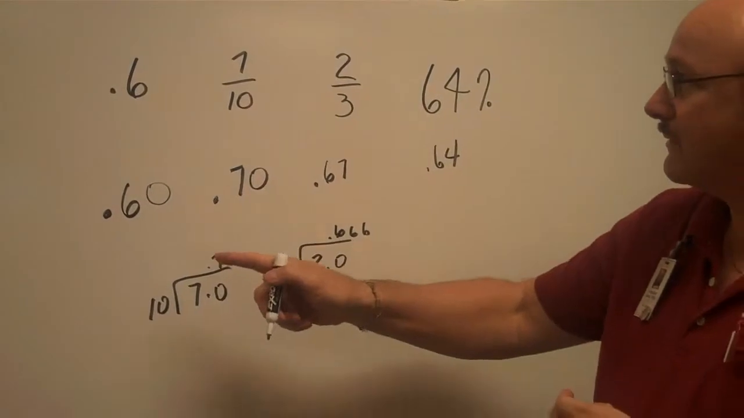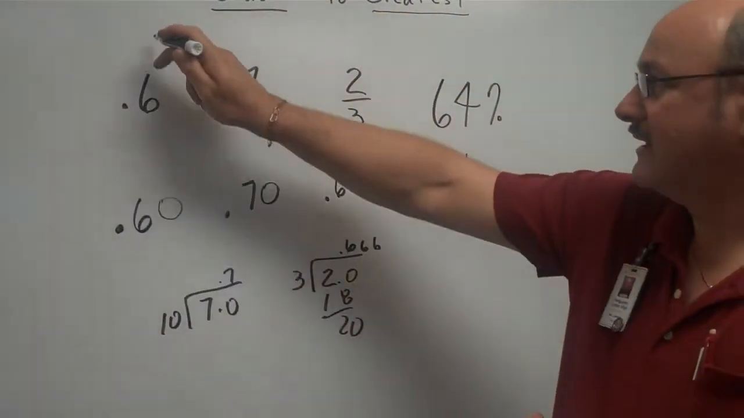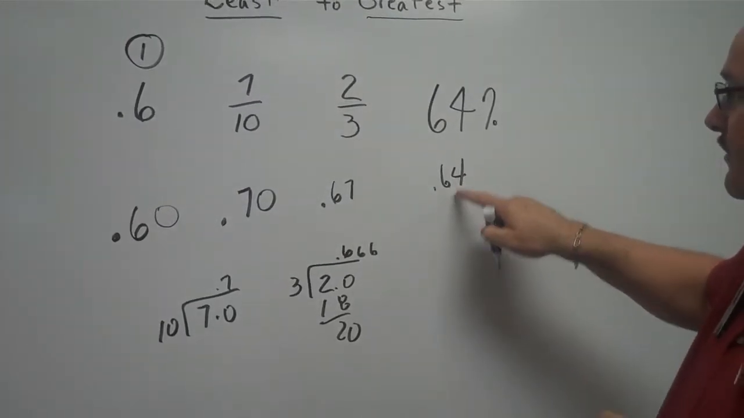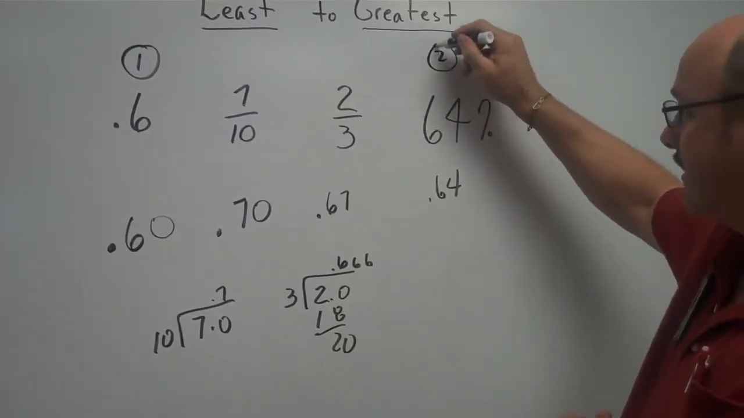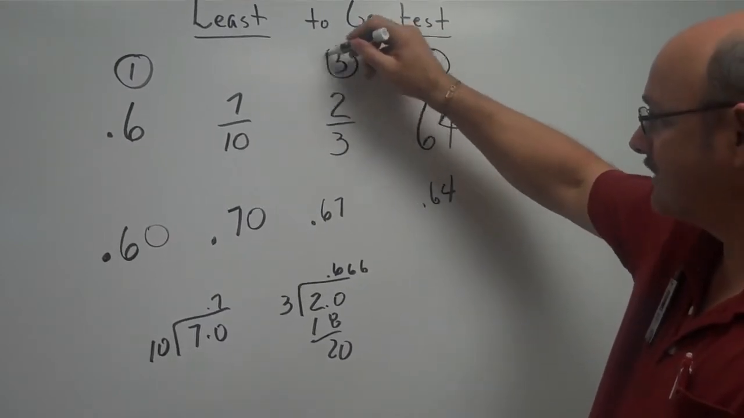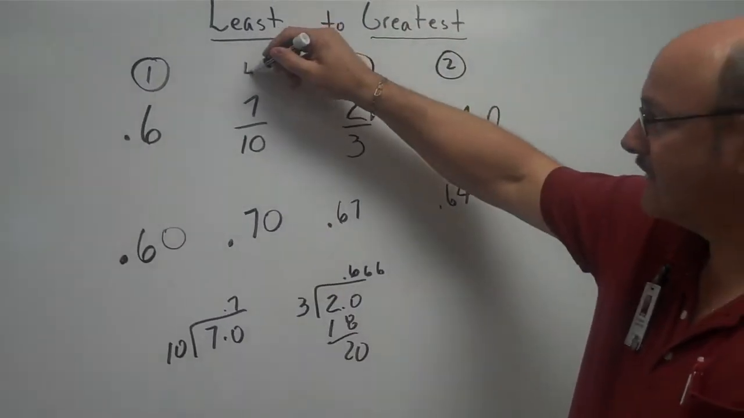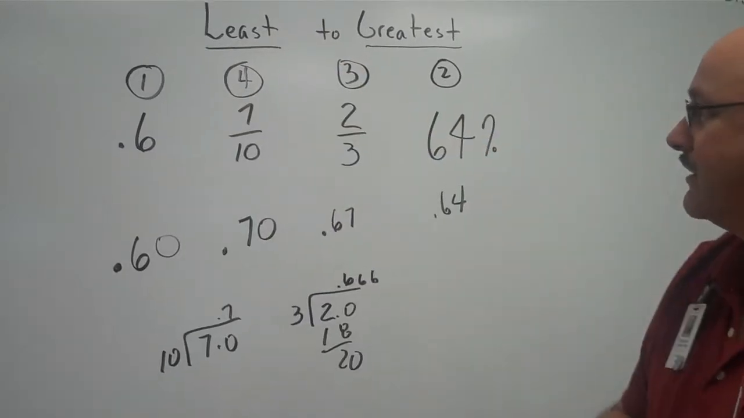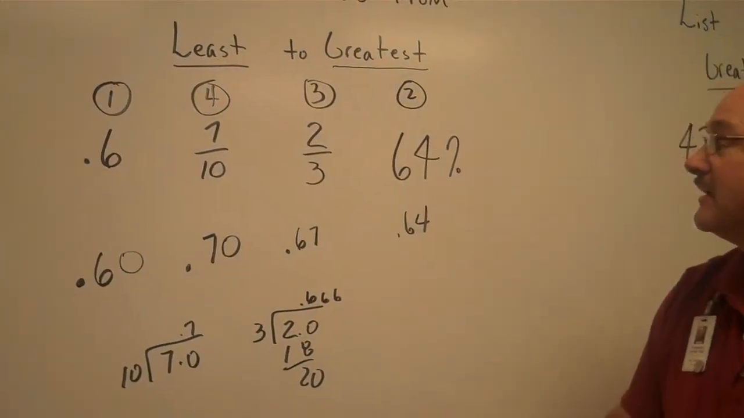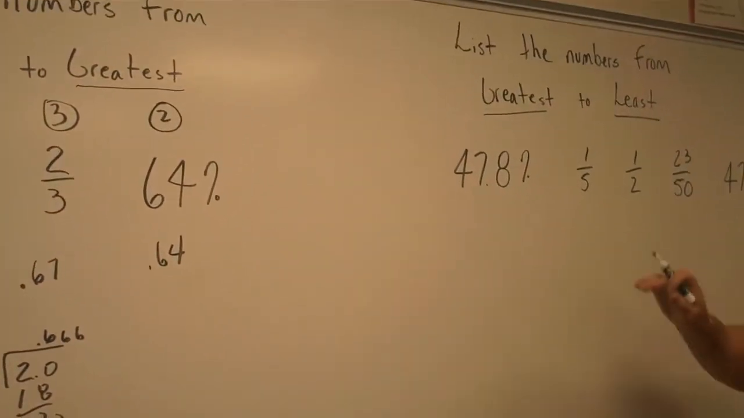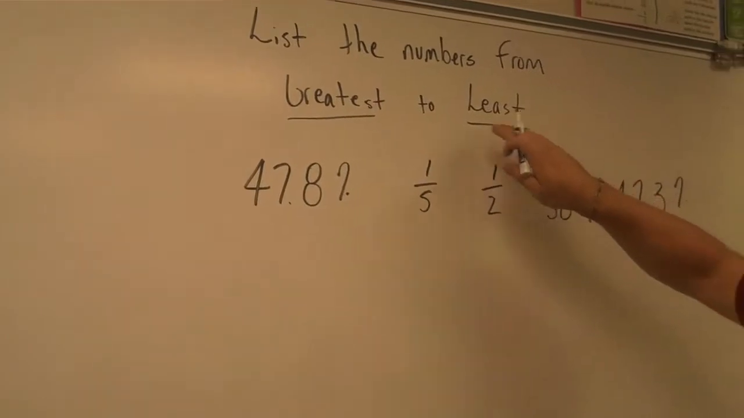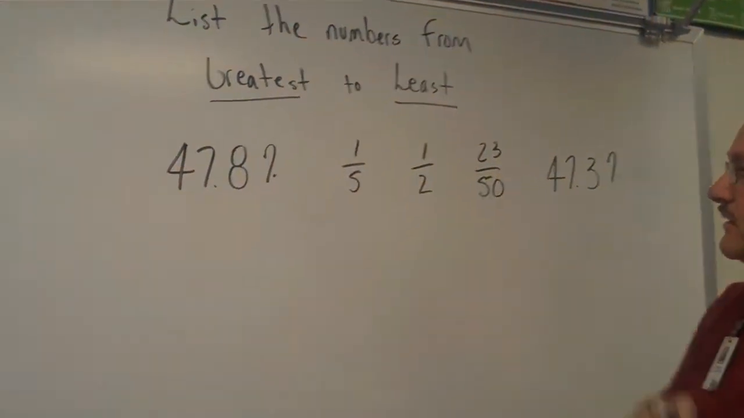My smallest number is 60. My next smallest number is 64, so 64% would come next. 67, 2/3 is next, and 70, 7/10. So that is putting them in order from least to greatest. Okay, the second example says list the numbers from greatest to least. Now it's changed. It wants the largest first.